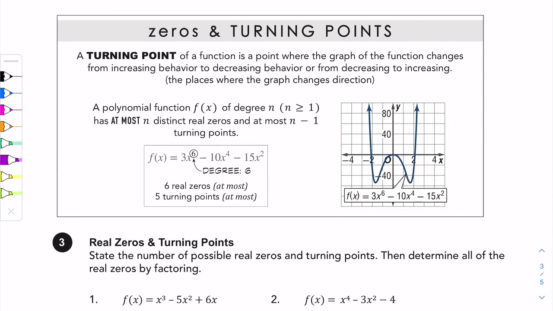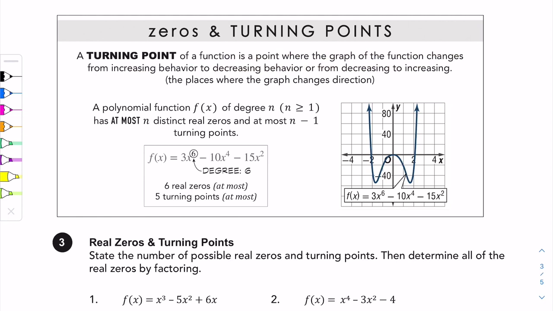Next, we're going to talk about zeros and turning points of a function. All of these key parts are helping us move towards graphing, which we will do in the next video. So a turning point of a function is a point where the graph of the function changes from increasing to decreasing behavior or vice versa. So in other words, it's the place where the graph changes direction.